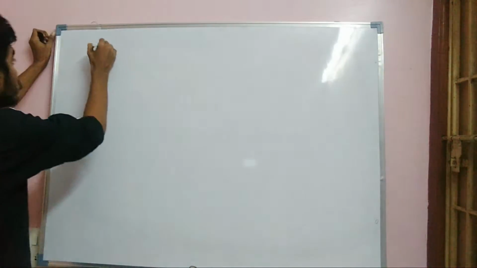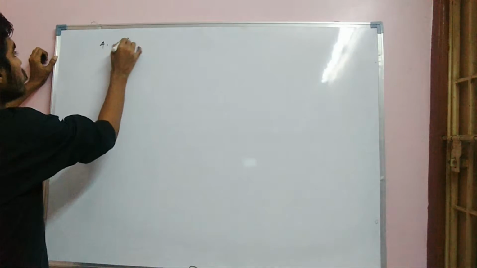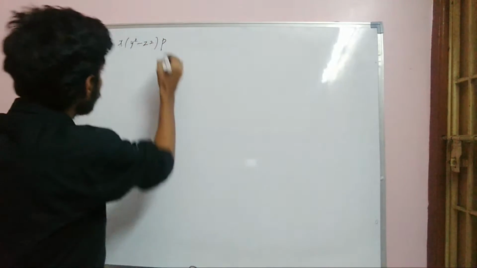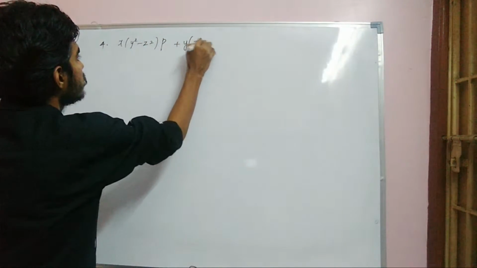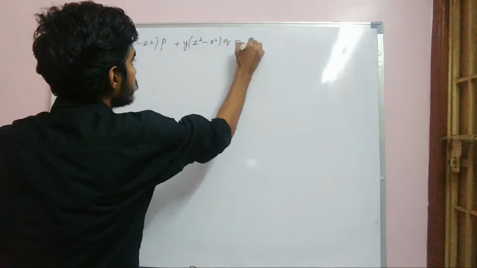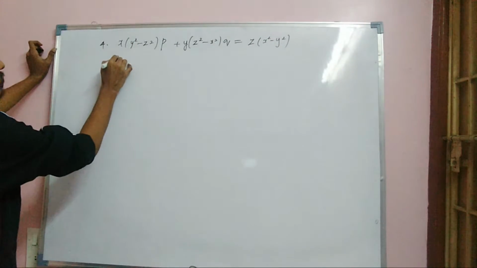So we'll move on to the fourth problem. The fourth problem is x(y² − z²)p + y(z² − x²)q = z(x² − y²). So first we will write the subsidiary equation.